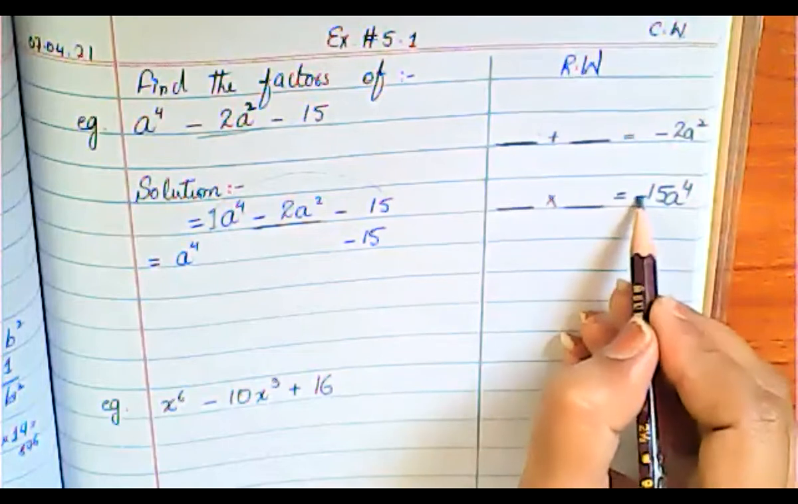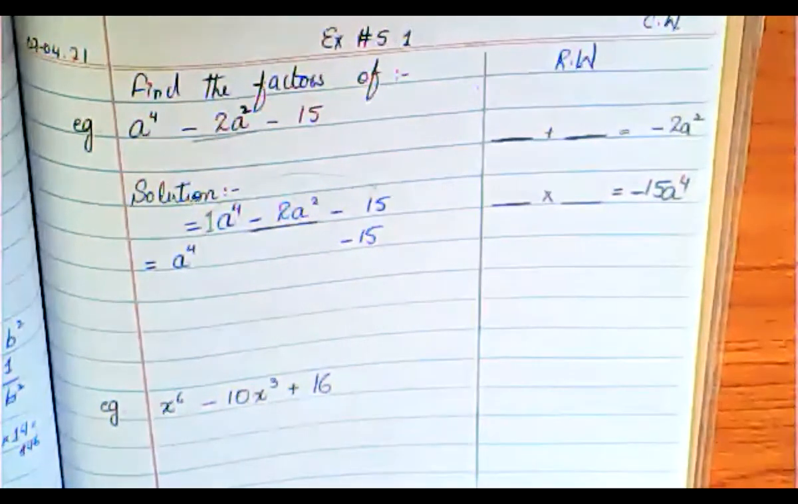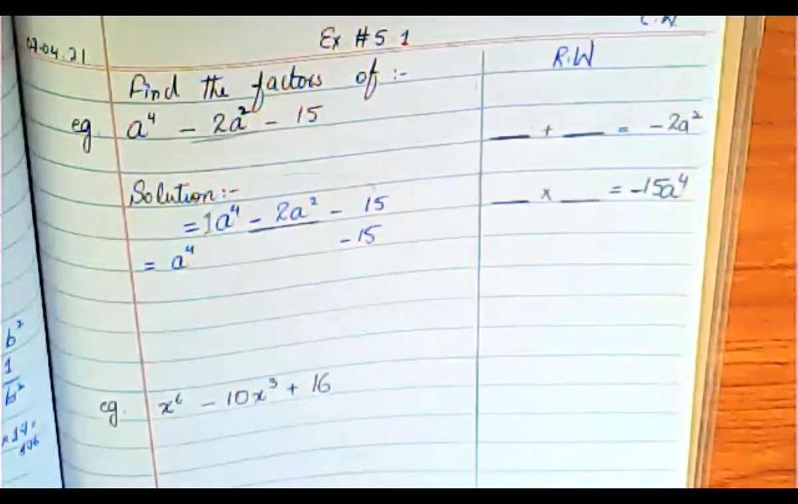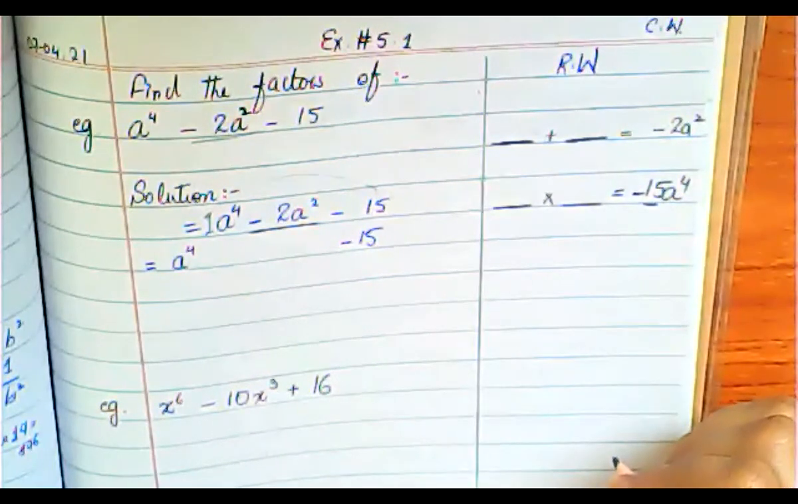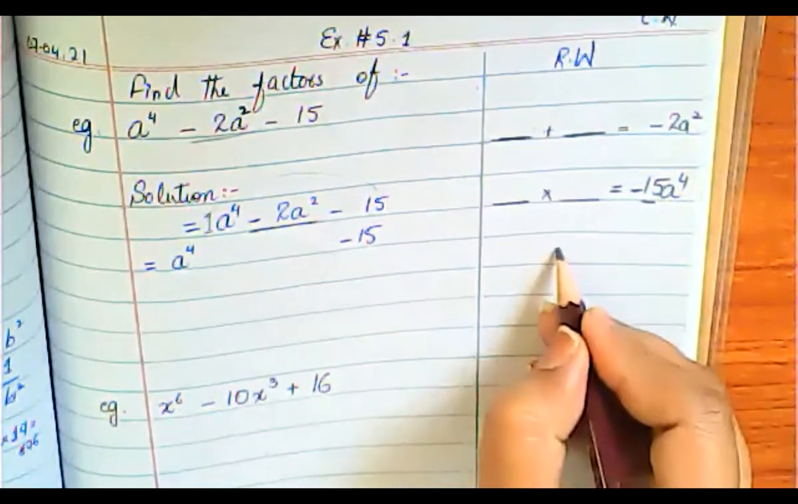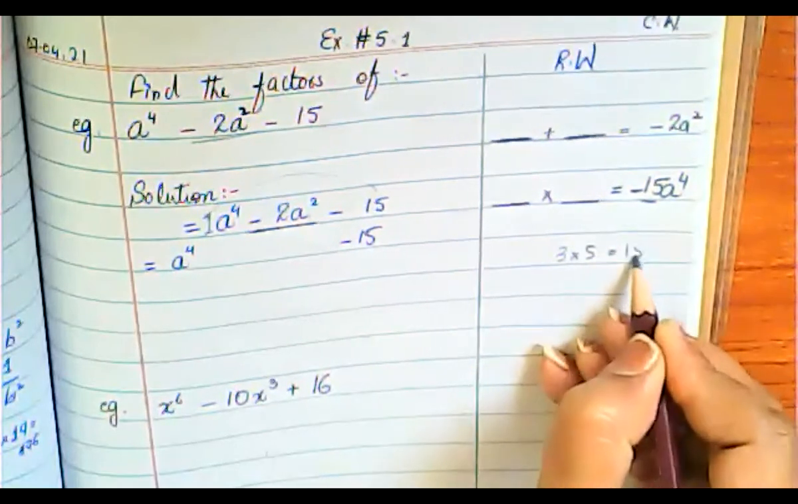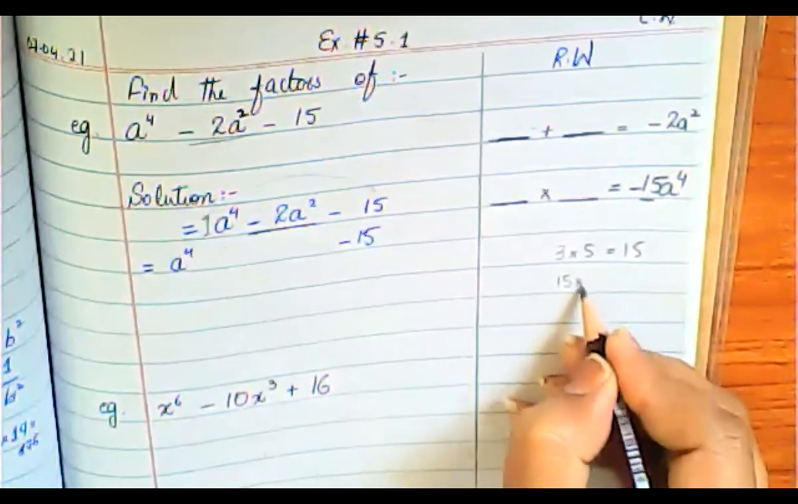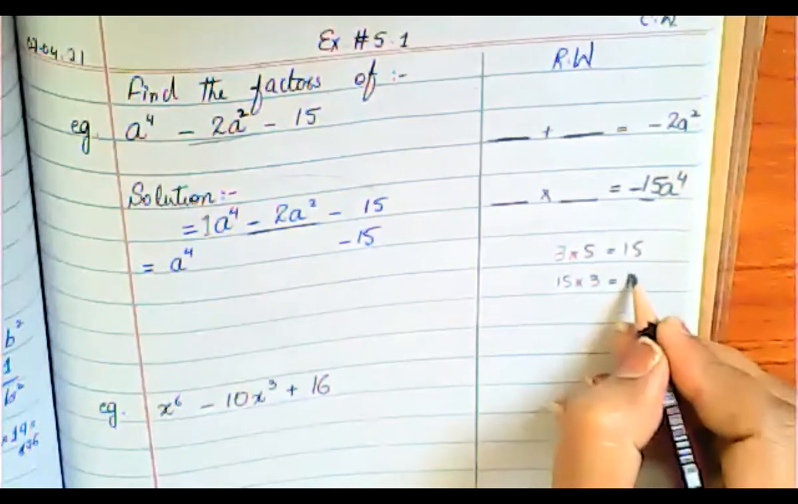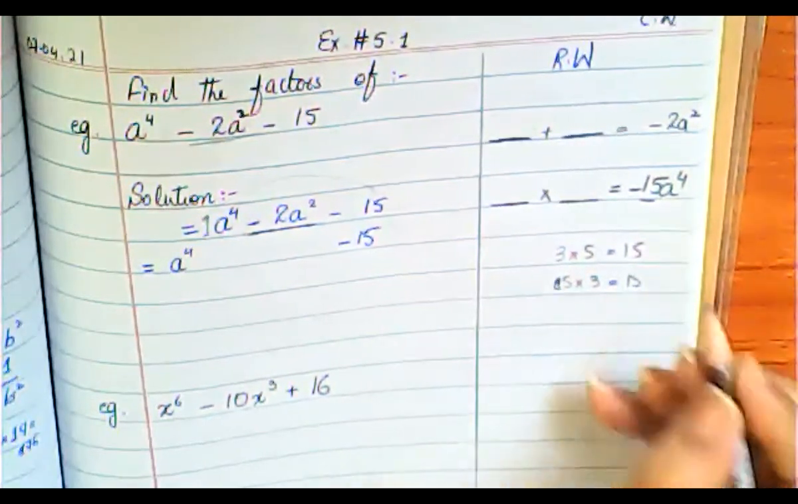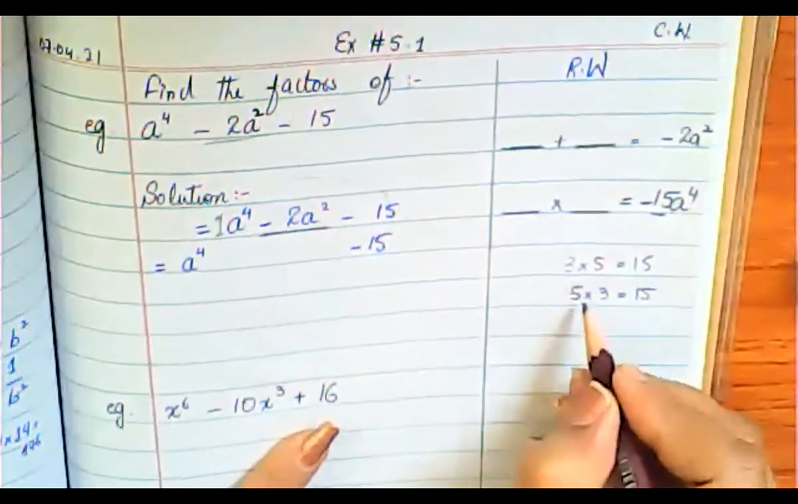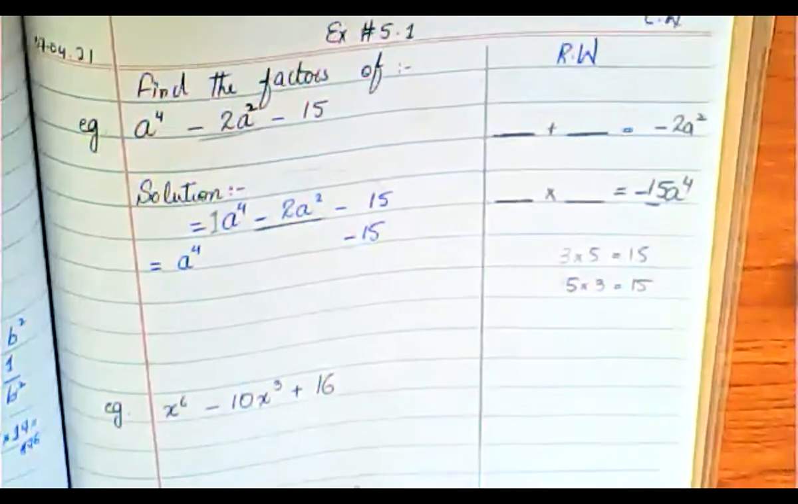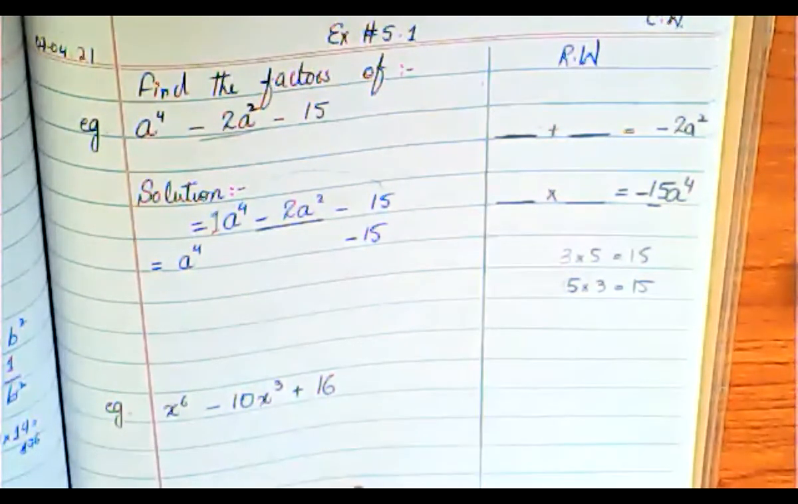So what will it be, can anyone tell me? Which numbers are you going to multiply so that your answer will be 15? Just suppose 15. 3 multiplied by 5 is 15. Also 5 multiplied by 3 is 15. Right? So which numbers are you going to take? 5, 3 or 3, 5?